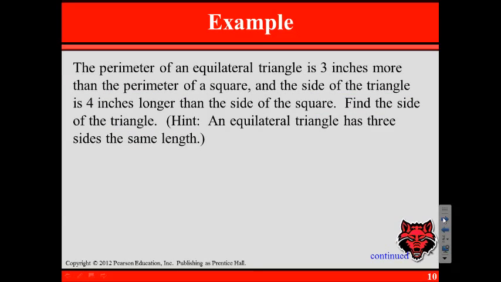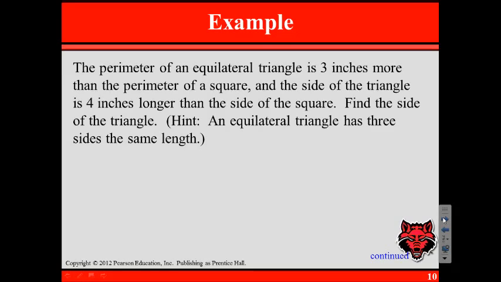The last example we will see involves the perimeter of a triangle and the perimeter of a square. Now, in case you don't remember, the perimeter is the total length of all of the sides of a particular shape. So it's the sum of all of the side lengths of a shape.